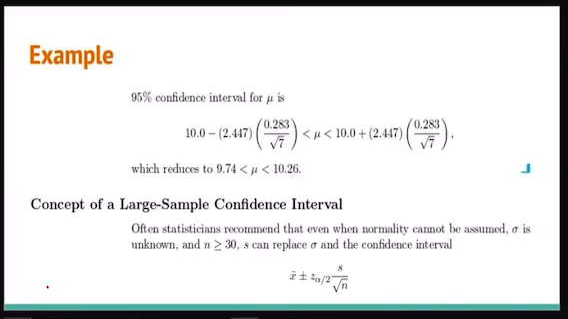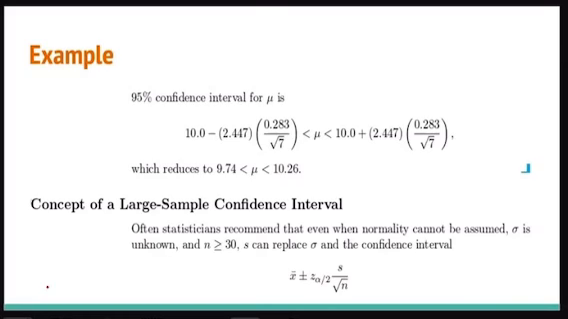Now, the concept of a large sample confidence interval. Statisticians often recommend this even when normality cannot be assumed. We have two distributions: the population distribution, which is the distribution of the population we're choosing our data from, and the sampling distribution. When the population distribution is normal, whatever sample size you choose, the sampling distribution will be normal. But when the population distribution is not normal, I'm going to say that again, then the sampling distribution will not be normal. But there's something we can do.